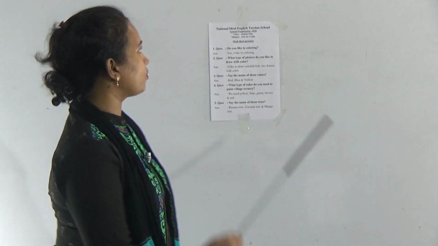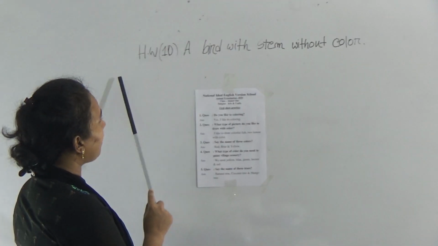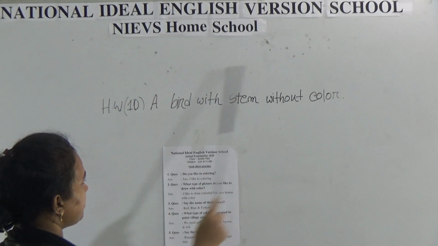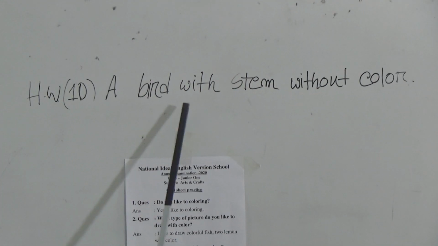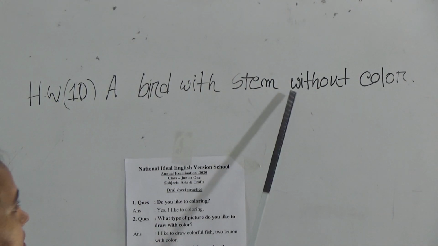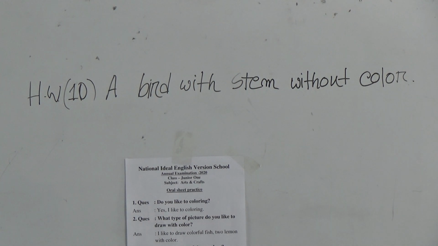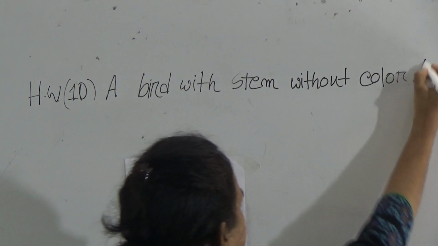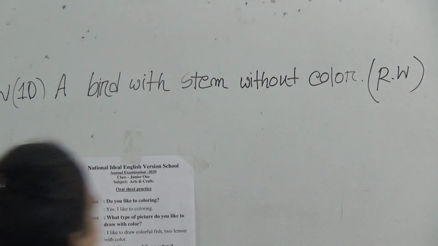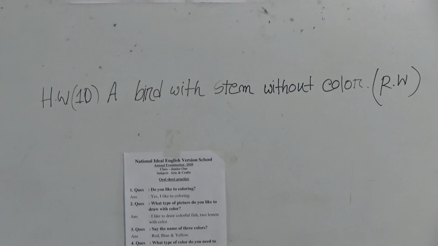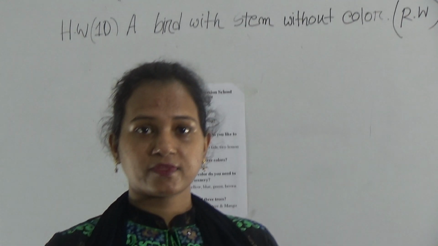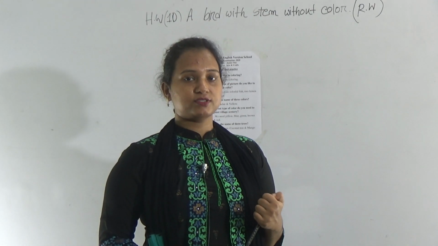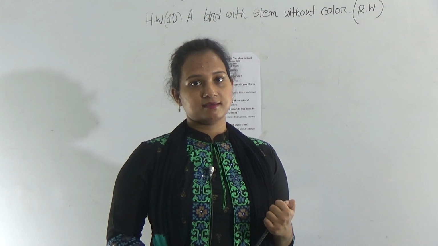Dear student, look at the board. You have a SW also. That means art SW. A bird with stem without color. This is your RW SW. Okay dear student, you should do this SW at your home, and remember, you must not forget to do this SW. You should submit this SW at your school every Sunday, 8 AM to 4 PM.